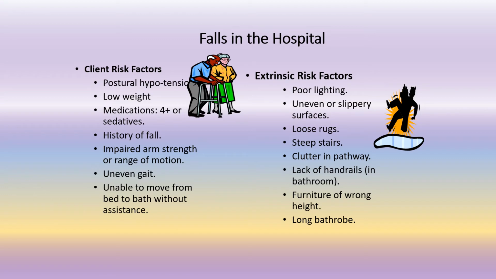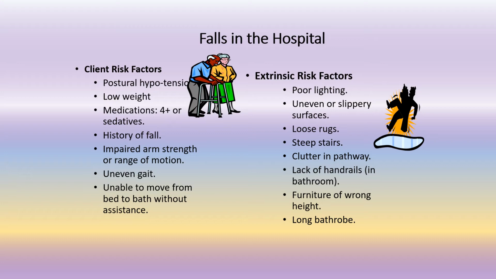So how about falls in the hospital? So there are risks that are related to the client or the patient, such as what we have just mentioned, such as postural hypotension, having low weight, having medications that are more than 4, for example, or sedatives, history of fall, impaired arm strength, so their arm grip is not strong, uneven gait, unable to move from bed to bath without assistance.